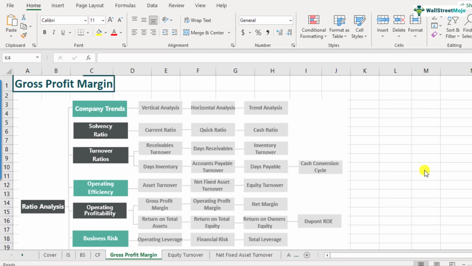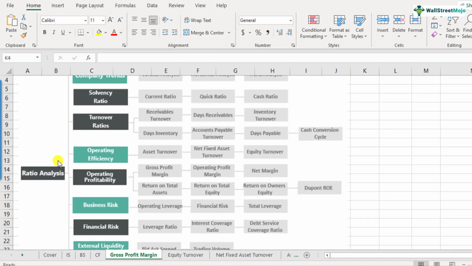What is gross profit margin? Gross profit margin is a part of the ratio analysis framework and it comes under the operating category. Here we will be discussing three margins: the gross profit margin, operating profit margin and the net profit margin. But in this video, we'll be discussing only one, that is the gross profit margin. In order to fully understand what this margin is, it's divided into two parts. The first part is the gross profit and the other part is the sales.